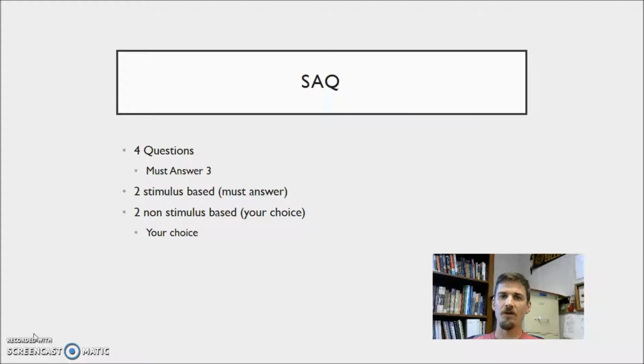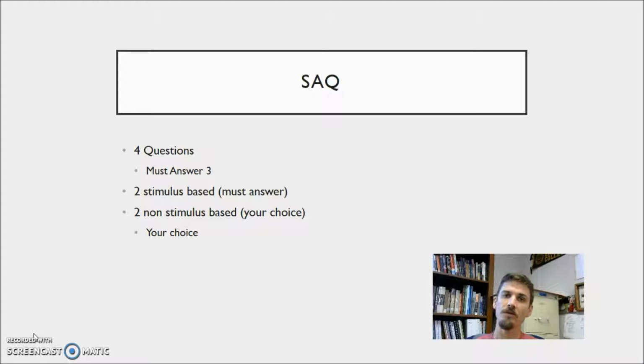So the first type of essay we are going to look at is what is called the SAQ, or the short answer question. When you go into the AP exam and you have the opportunity to answer these questions, what you're going to find is that you still have, and they made this change, 4 different short answer questions, but you only have to answer 3 of them.